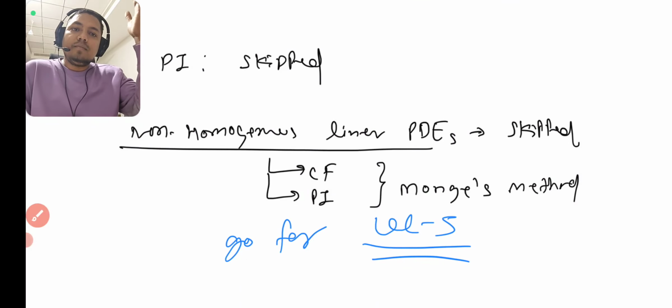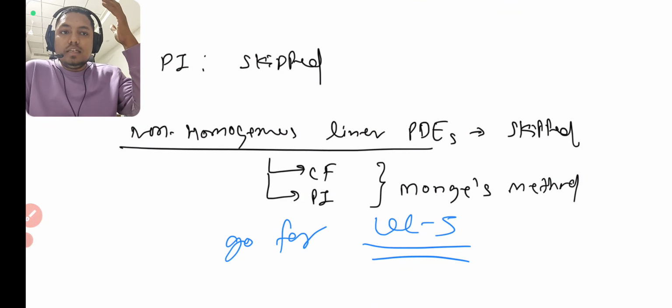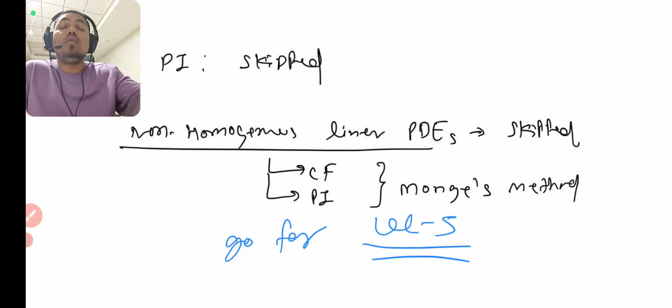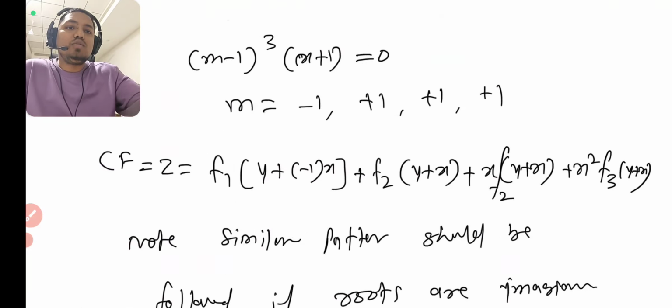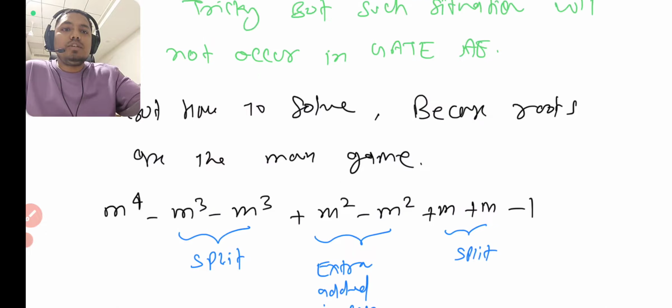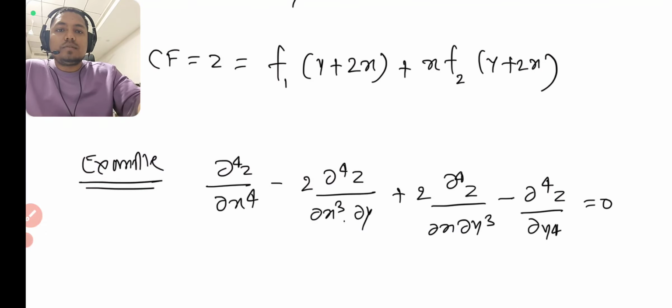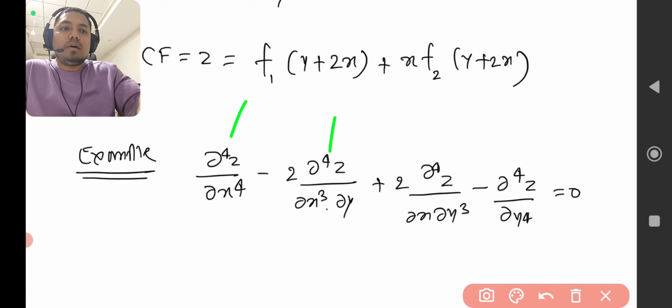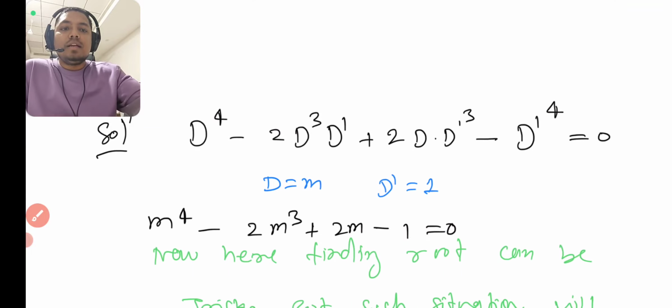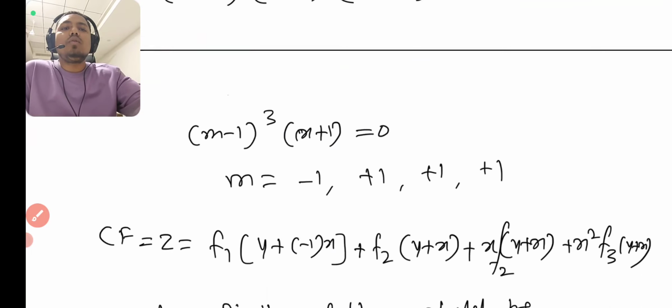Then we have non-homogeneous linear PDEs. Just now what we saw was linear homogeneous. How do you know it is homogeneous? In the case of homogeneous, you can check the order. All the terms will have the same order. You can see here power 4, power 4, power 4, power 4. So the order is the same for all the terms, so it is homogeneous. Then we have the topic of non-homogeneous, but we are not going to cover that for the GATE aerospace exam.